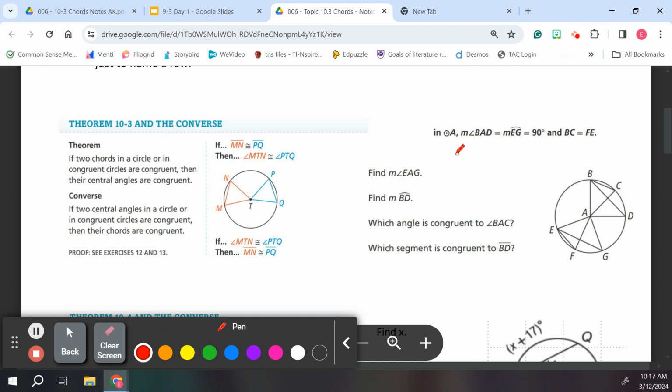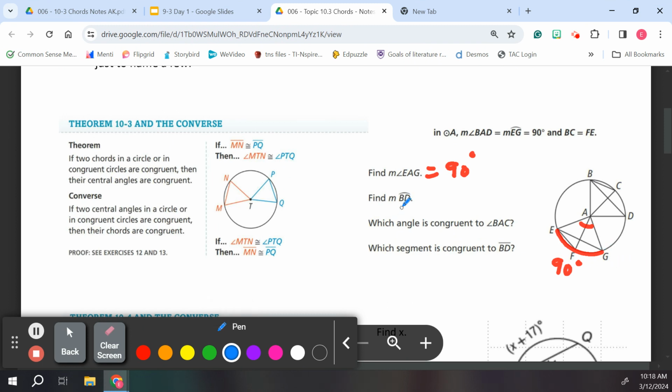So if we take a look at this first example, it says in circle A, the measure of arc BD equals the measure of arc EG, which is 90 degrees. And BC equals FE. So it says find the measure of angle EAG. So EAG is right here. And they're telling me that arc EG is 90 degrees. So if that's the case, this also has to be 90 degrees because it's a central angle. So that's just kind of a recap there.